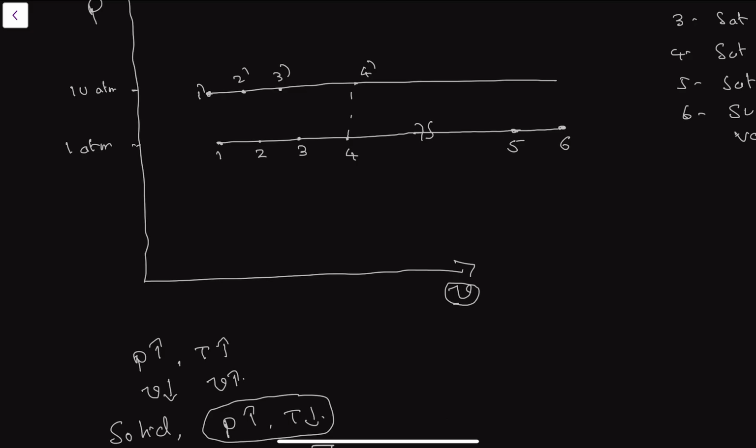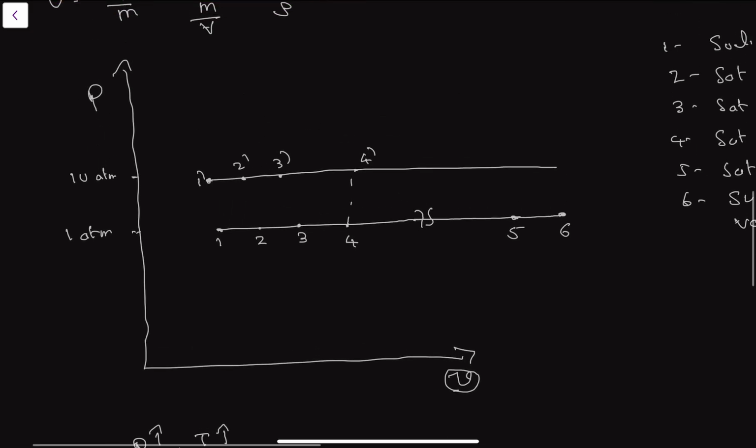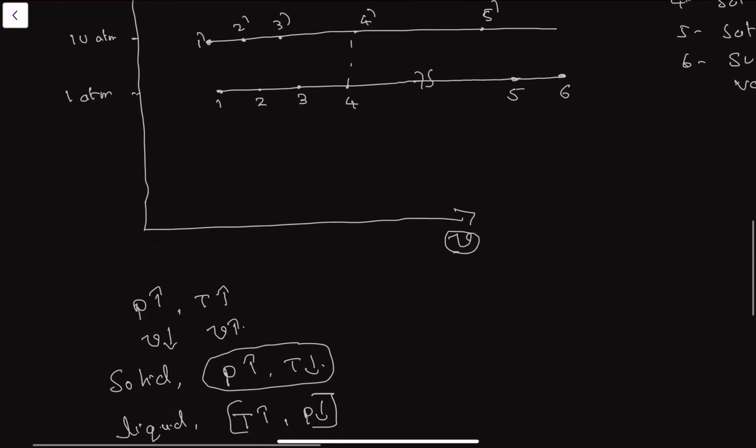So here also you can see for solid also the effect of pressure and temperature on specific volume is negligible. Okay, so that means it will increase up to here. So this 5 dash is to the left of 5. See, why is it so? That is important. So why is V5 dash less than specific volume at 5?